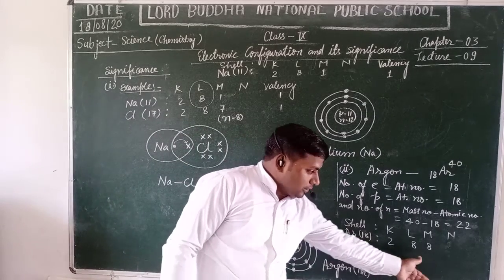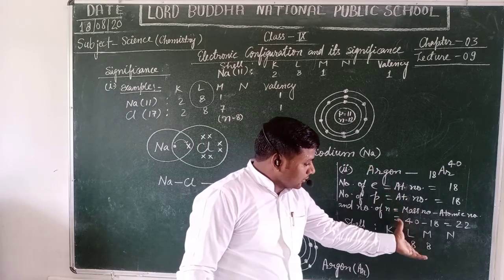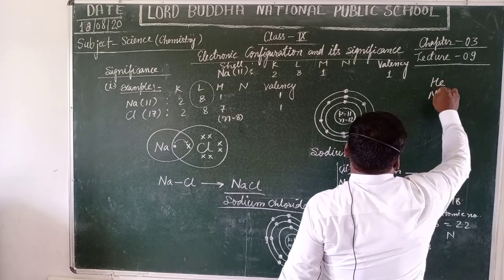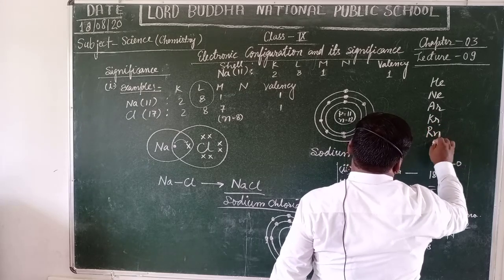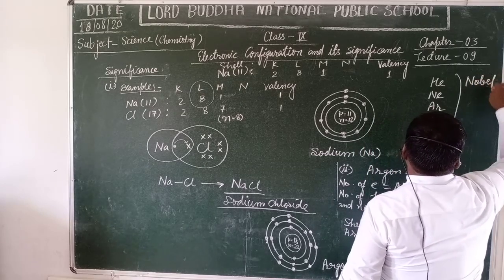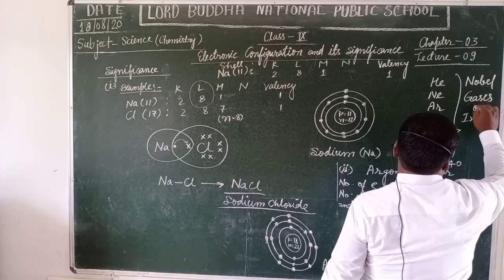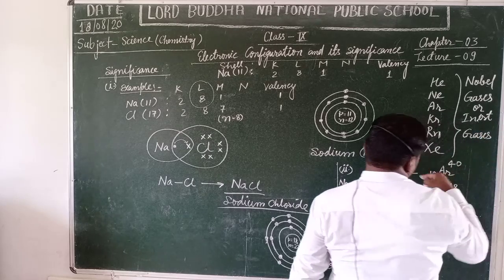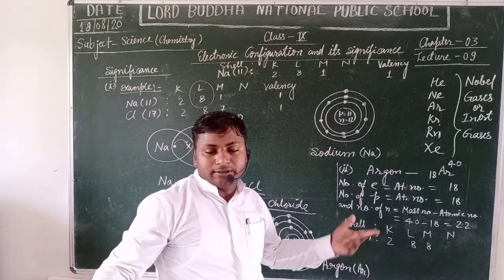If the atoms do not have any valence electron in their outermost shell, as I illustrated in argon, like the other elements also, helium, neon, argon, krypton, xenon and radon. These are the noble gases, also known as the inert gases, because their octet is always complete, so they can never react with any other element.